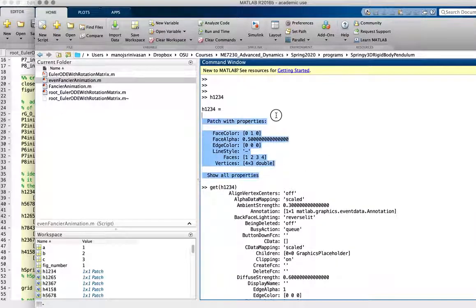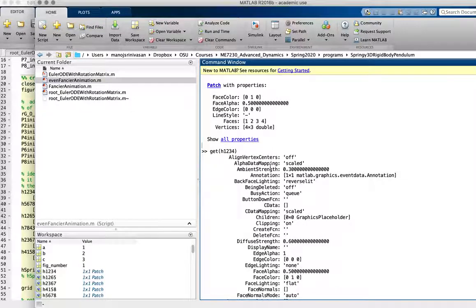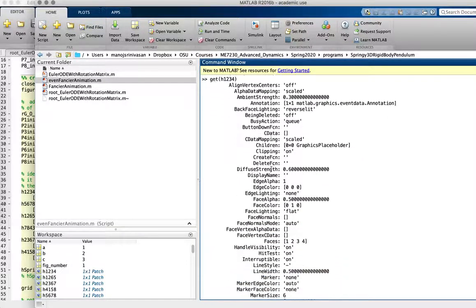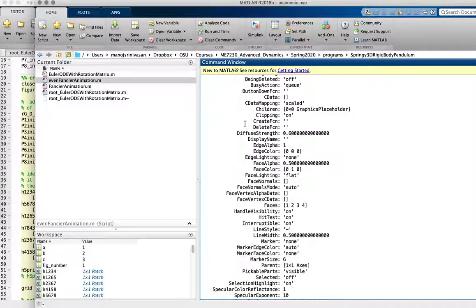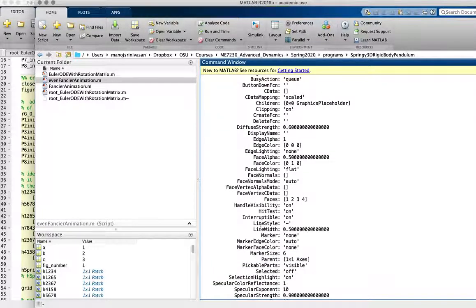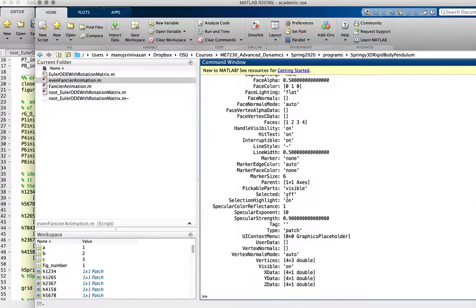So in MATLAB, every object that you plot has a whole bunch of properties, and you can get those properties by using get on the value of that plot, the handle of that plot. And we can just look through all these things and try to figure out what they mean by using Google. For instance, edge alpha is the transparency of the edges of your patch, and so on and so forth.